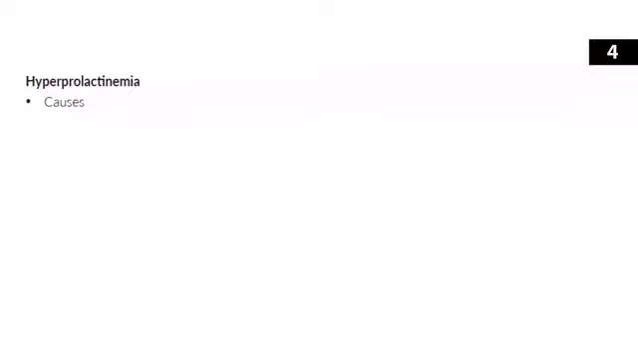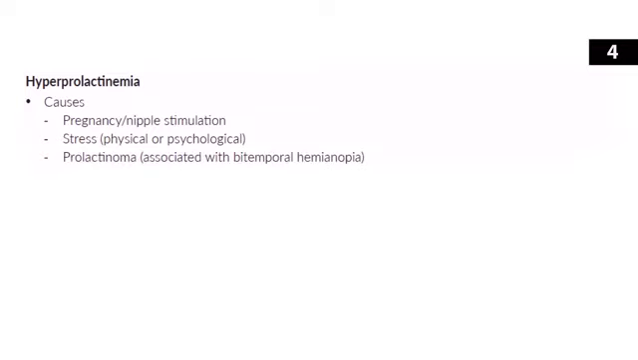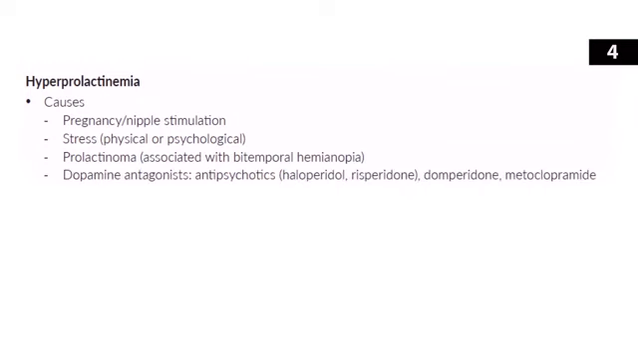Causes of hyperprolactinemia include pregnancy, nipple stimulation, stress, either physical or psychological, prolactinoma, which can be associated with bitemporal hemianopia, which is peripheral vision loss, and then dopamine antagonist medications, antipsychotics like haloperidol and risperidone, domperidone, and metoclopramide.